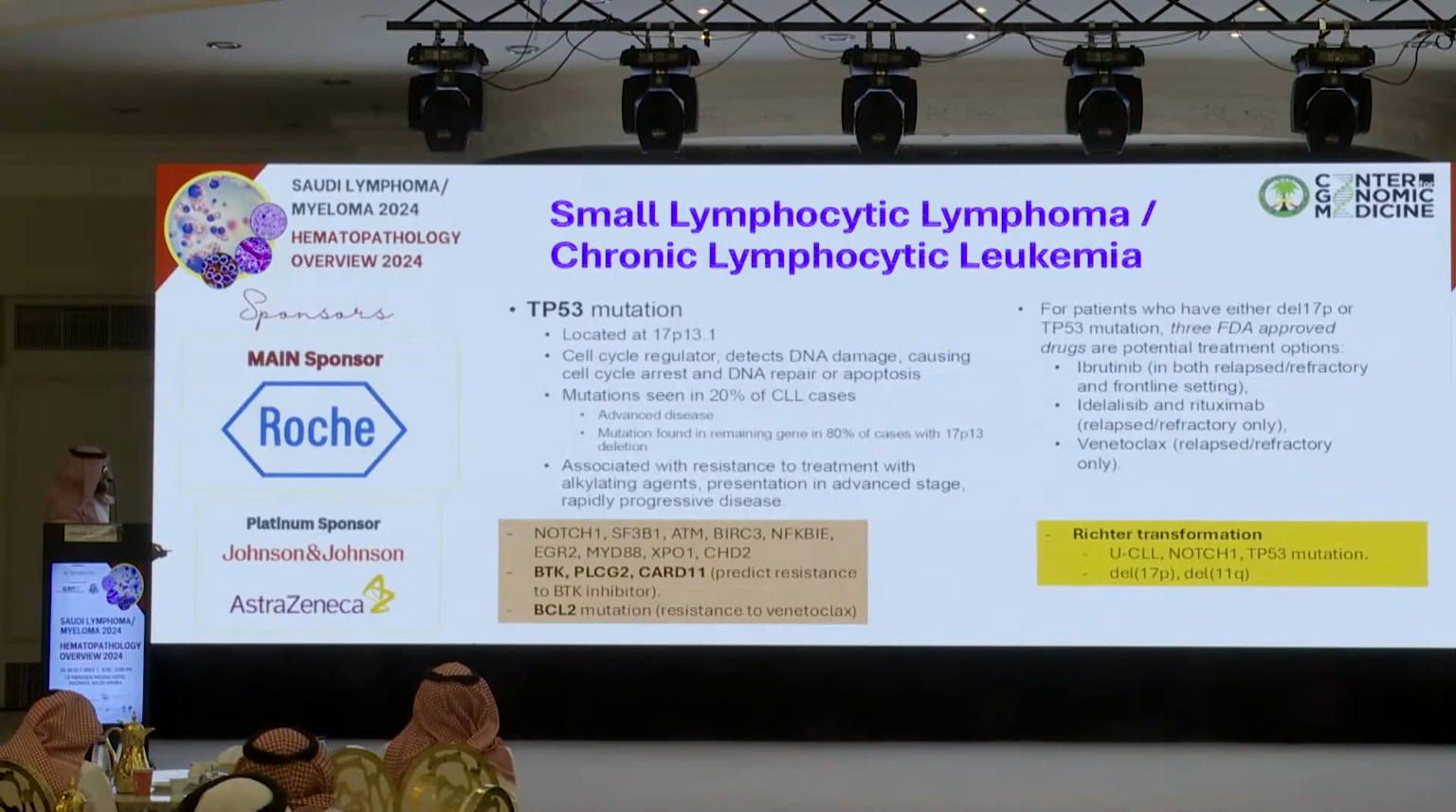There are some genes associated with Richter transformation, like unmutated CLL, NOTCH1, TP53 mutation or deletion, and deletion 11q.